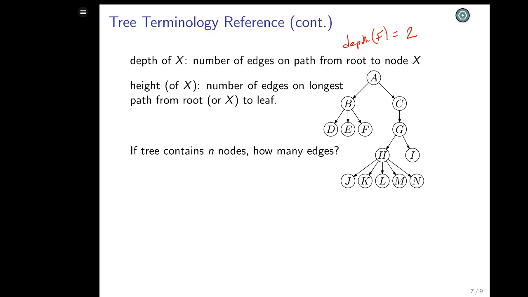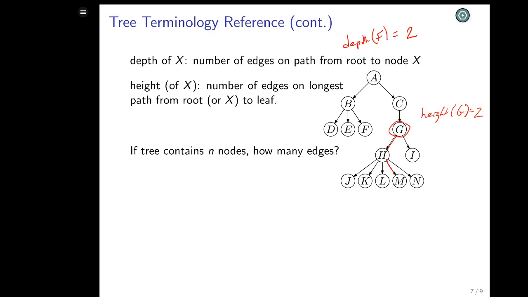What is the height? Okay, there's two definitions in the next line. There's the height of X and there's the height of the entire tree. And they've been wrapped together in some very confusing way, which I apologize for. But the height of a node is the number of edges on the longest path from that node to a leaf. So what is the height of G? One, two. What is the height of A? What is the height of the tree?